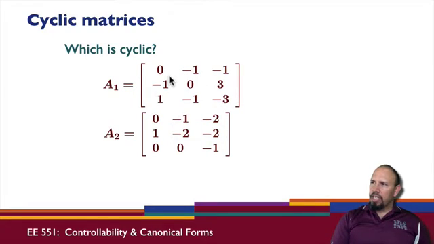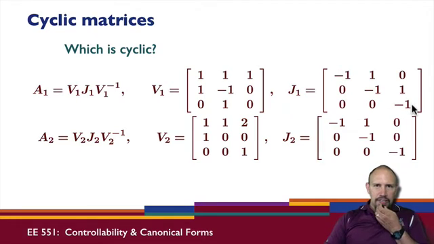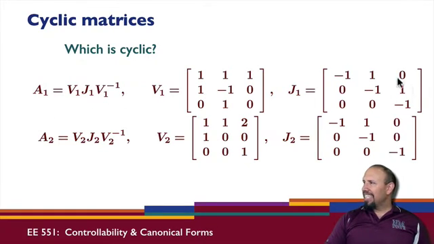So I have these two matrices. If I find their Jordan decomposition, A1 has this Jordan decomposition, A2 has this Jordan decomposition. So here are the eigenvector, generalized eigenvector matrices, and here are the Jordan forms for the two. Notice that both of these matrices have all the same eigenvalues. All the eigenvalues are at -1 for both A1 and A2. This one is a standard Jordan form, a single Jordan block.